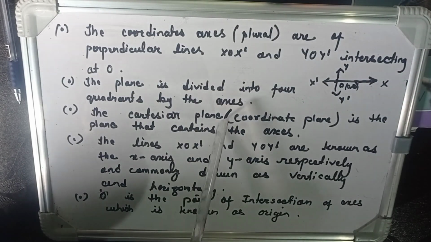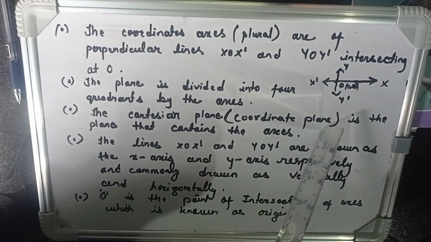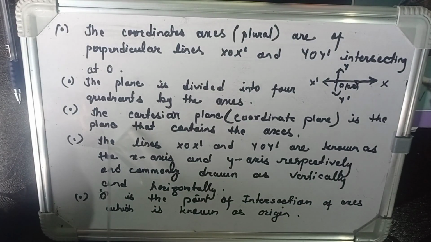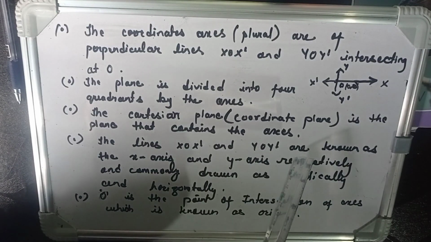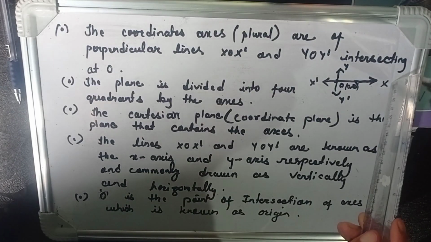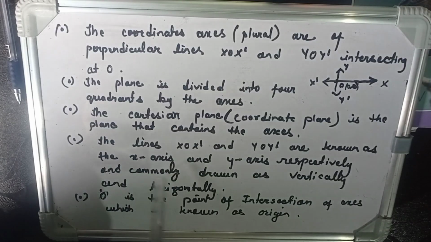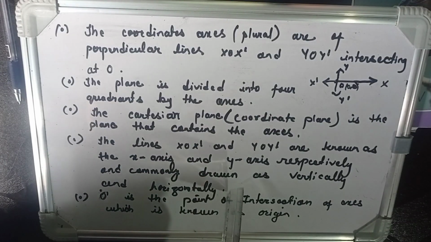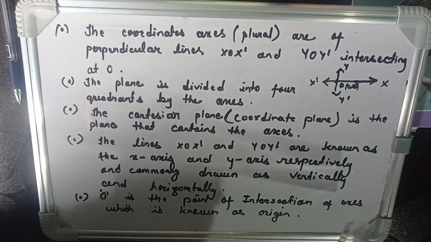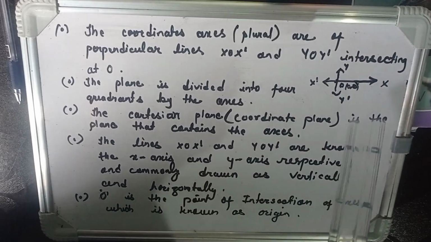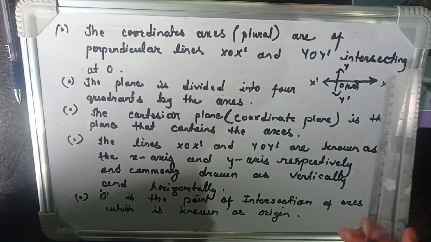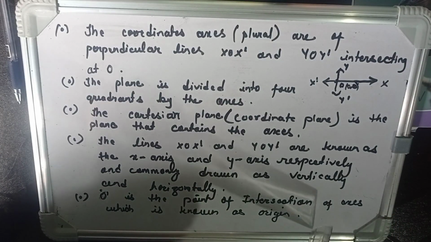The Cartesian plane, which we can also call the coordinate plane, is the plane that contains the axes, that is the x-axis and y-axis. The lines XOX dash and YOY dash are known as the x-axis and y-axis respectively, commonly drawn horizontally and vertically. O is the point of intersection of the axes, meaning the x-axis and y-axis, and we call it the origin.